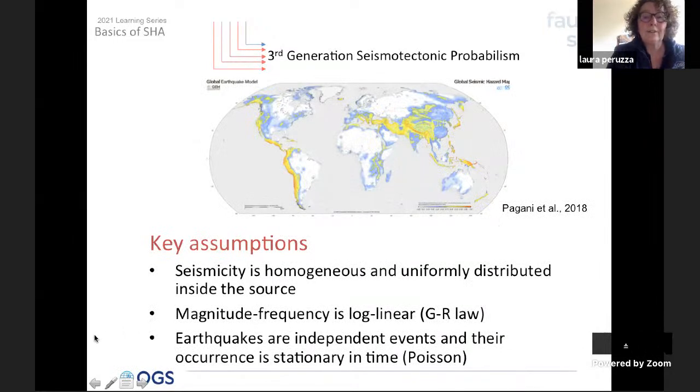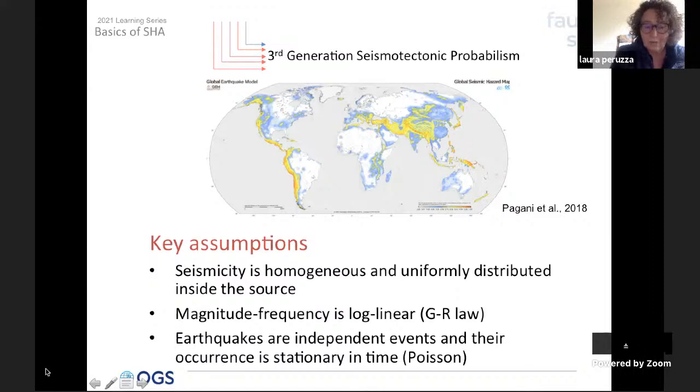Nowadays, the third generation, seismotectonic probabilism, is the standard all over the world. The Mosaic model done by GEM, here represented, is mainly based on this generation of seismic hazard assessment, and this generation has some key assumptions that we will scroll through in a while. The seismicity has to be homogeneous and uniformly distributed inside the source. The magnitude frequency follows the Gutenberg-Richter law, a log-linear relationship, and earthquakes are independent events, and their occurrence is stationary in time following a Poisson process.